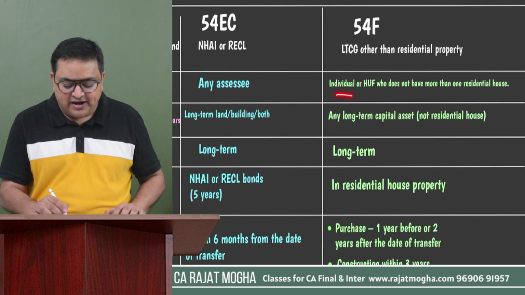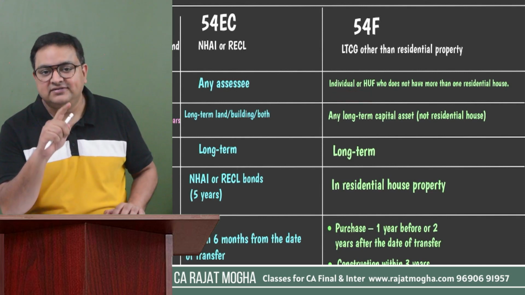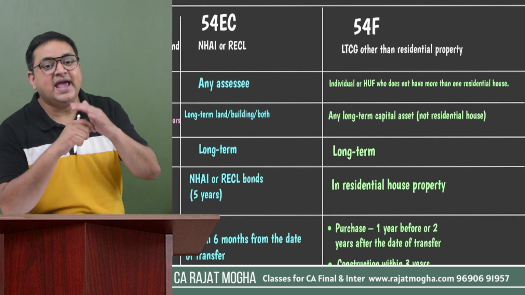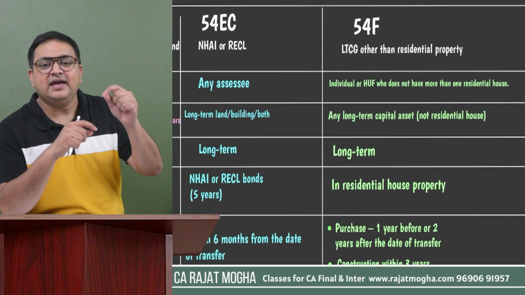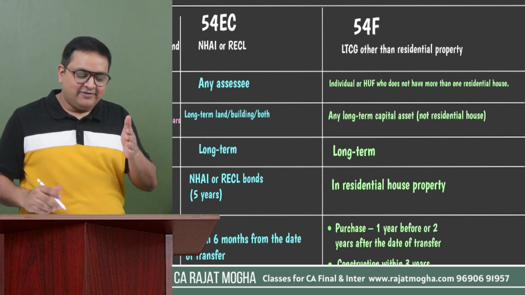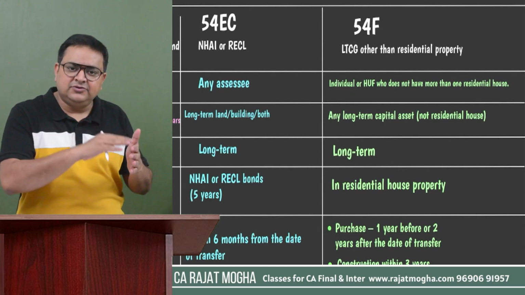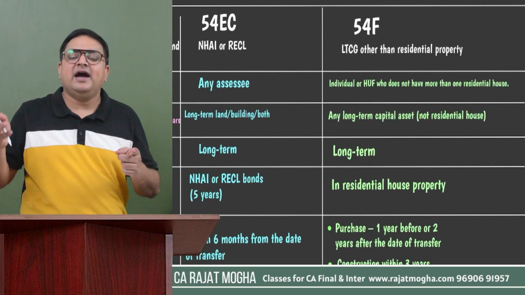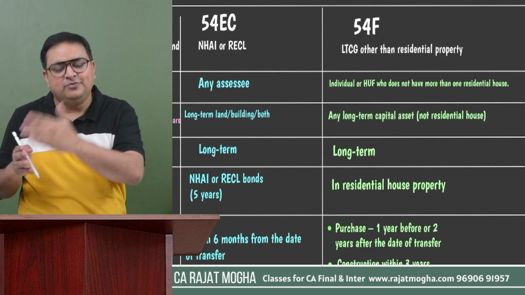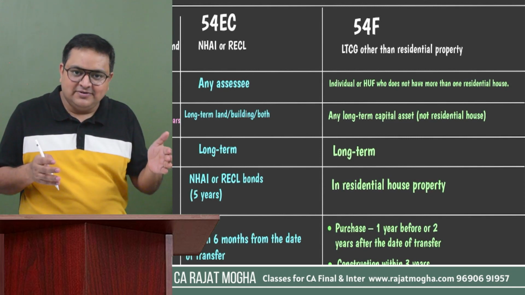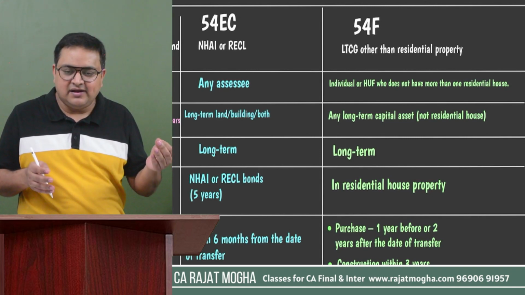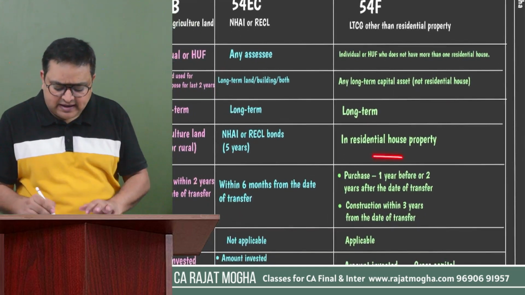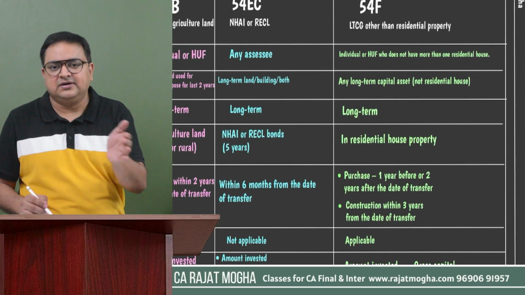It says it is only for individual and HUF who does not have more than one residential house. It is only for that person. If they have transferred any long-term asset except residential house, they have transferred any asset, they have transferred shares, they have transferred jewelry. Can they transfer land? Yes, they can even transfer land, but not residential house. And what they have to purchase? They have to purchase residential house. Land also they can transfer, but they have to purchase residential house, right? And again, the time limit is same: purchase 1 year before, 2 years after, construct within 3 years.